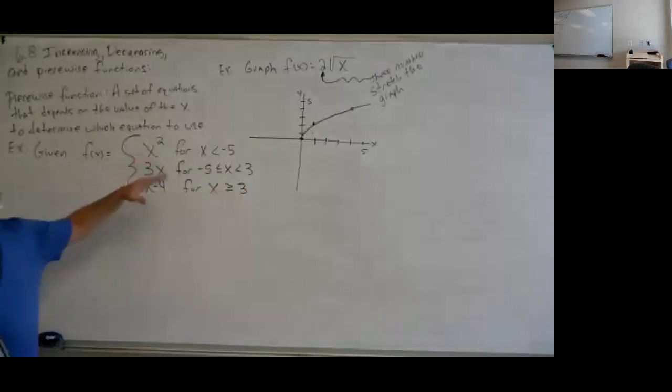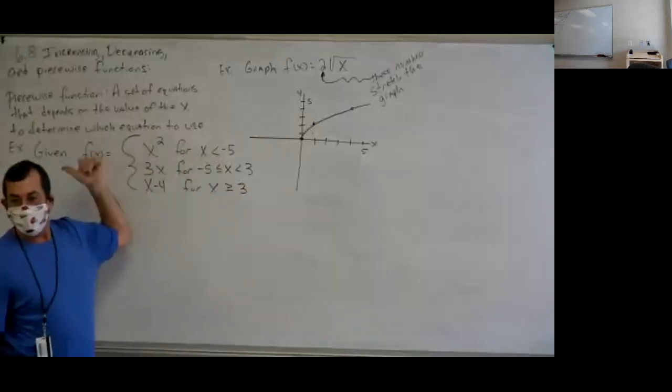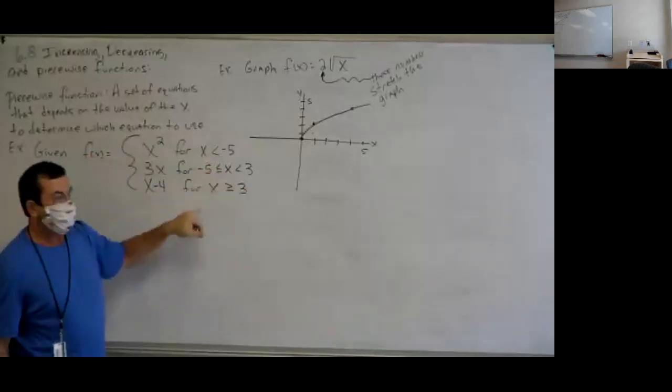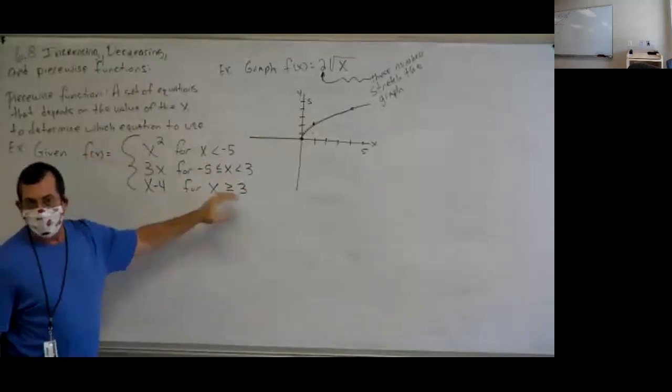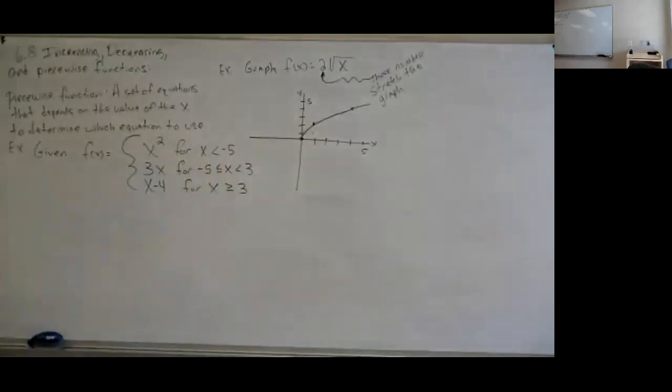So I've got all the numbers possible in my domain, right? Anything less than -5 is headed towards negative infinity. In between -5 and 3, I'm covered. Anything bigger than 3 towards positive infinity, I'm covered. So no matter what x y'all get, you have to find one of these 3 equations.